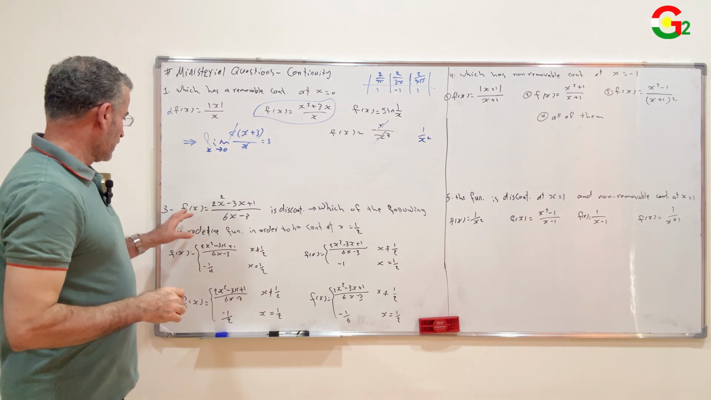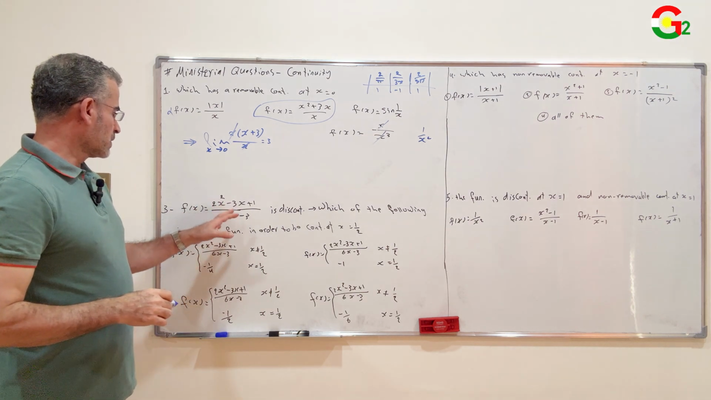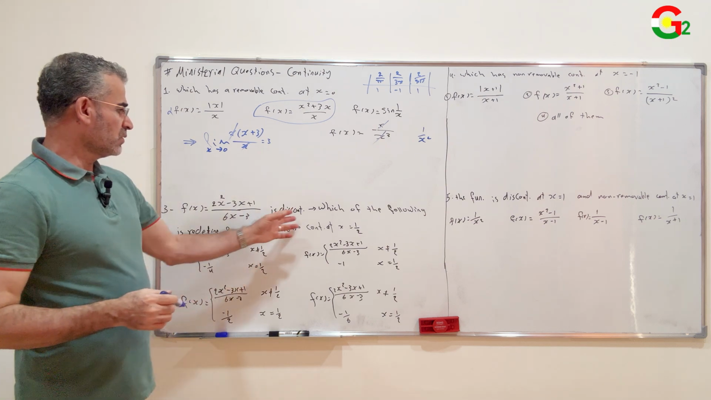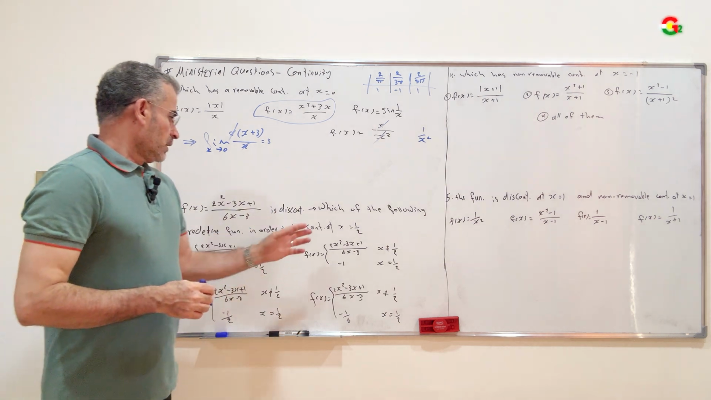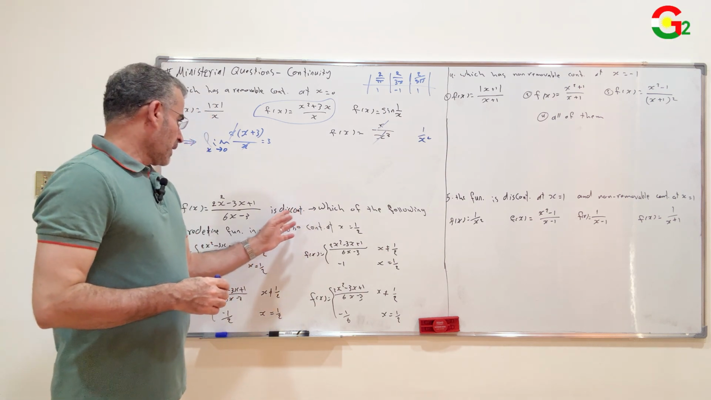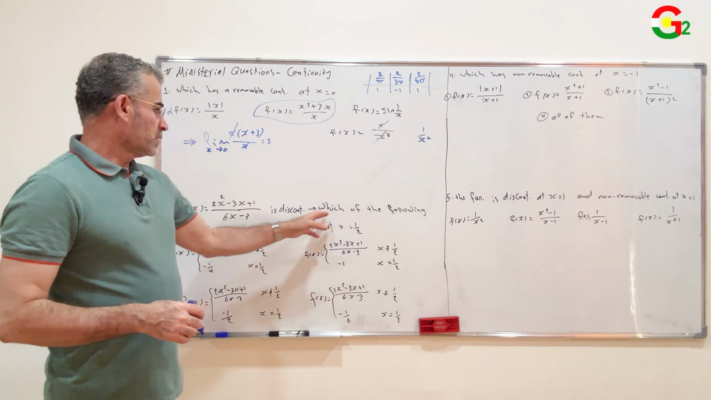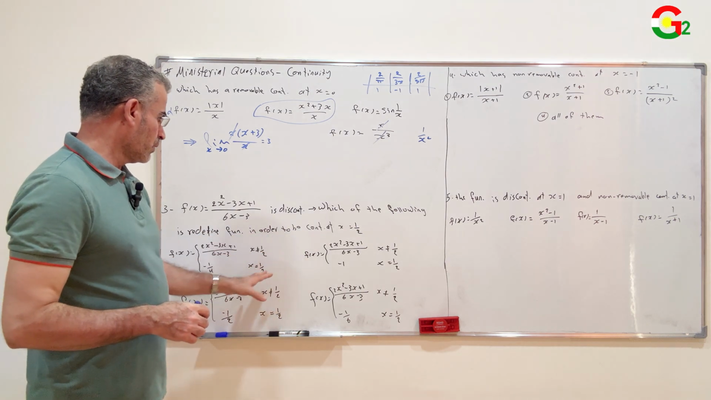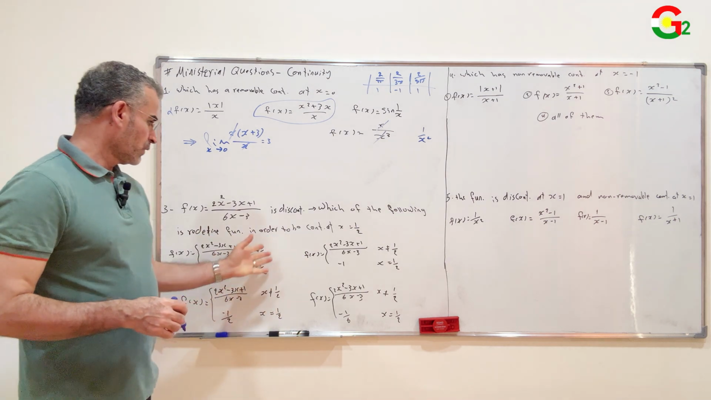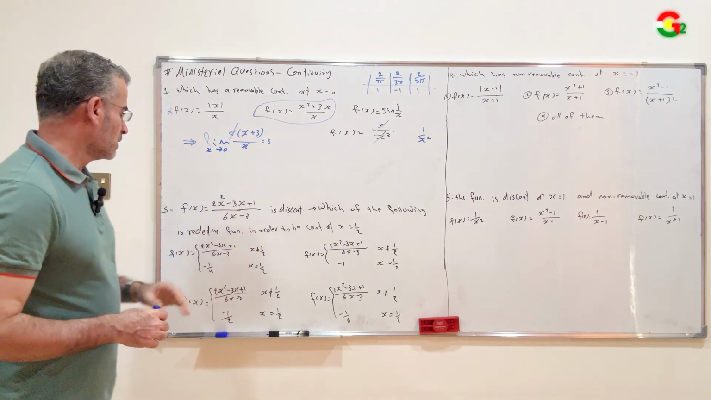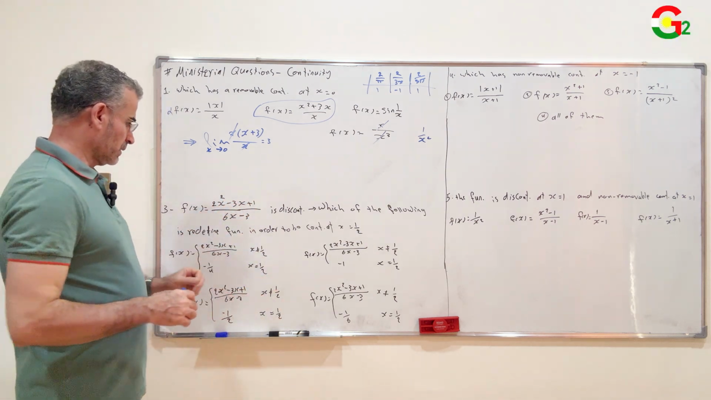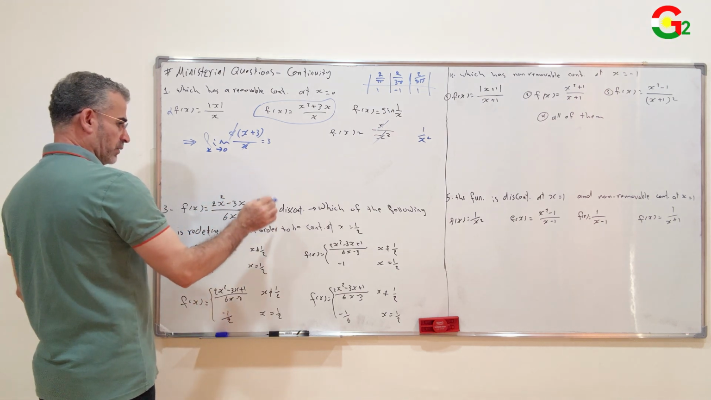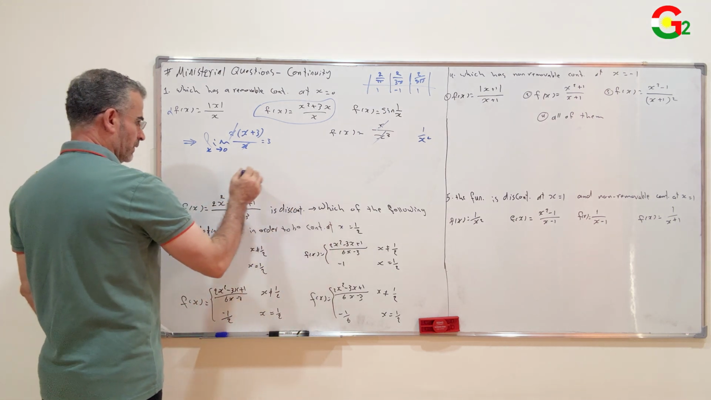Question number 3. f of x equals 2x squared minus 3x plus 1 over 6x minus 3 is discontinuous at x equals 1/2. Which of the following is the redefined function in order to be continuous? We want to redefine this function to be continuous. To find the redefined function, we should find the limit of this function when x approaches 1/2.